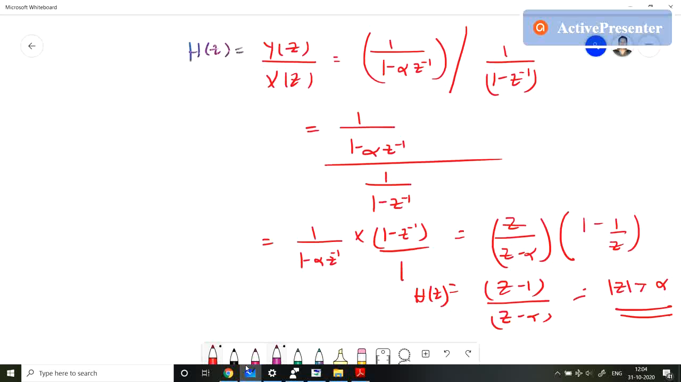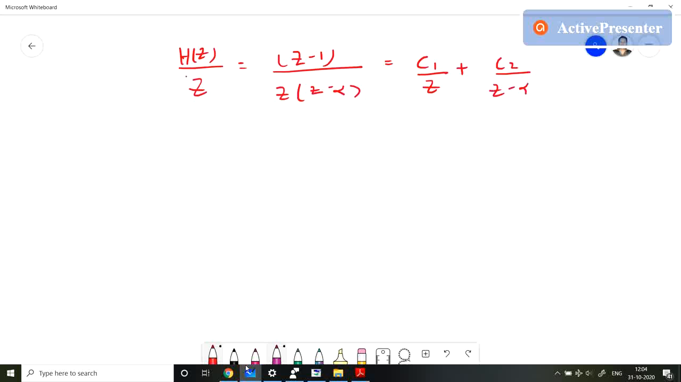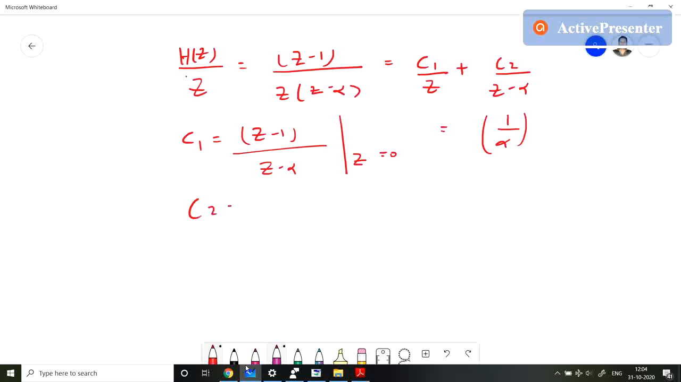Now what we are going to do is find H(z) by z. So what is H(z) by z? H(z) by z is equal to (z minus 1) divided by z(z minus alpha), which is equal to C1 divided by z plus C2 divided by (z minus alpha). Now what is C1? C1 is (z minus 1) divided by (z minus alpha) at z equals 0, and that is equal to 1 divided by alpha. And what is C2? C2 is (z minus 1) divided by z, when z is equal to alpha, so that is equal to (alpha minus 1) divided by alpha.